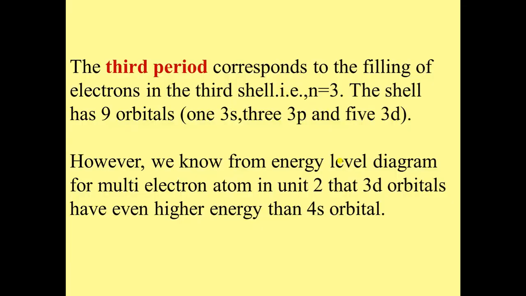Now the third period. The third period corresponds to the filling of electrons in the third shell, that is n is equal to 3. The shell has 9 orbitals, 3s, 3p, 3d. But when we write the electronic configuration, you will observe that the energy of the 4s orbital is less than the 3d orbital. That is why 4s orbitals are filled first.